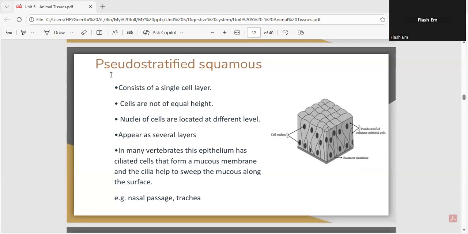In many vertebrates, this epithelium has ciliated cells that form a mucous membrane. So it has cilia, and this ciliated epithelium forms the mucous membrane. Cilia help to sweep the mucus. You know already that cilia are found in the nasal passage and also the trachea. In most of the respiratory tract pathways you can see this ciliated structure. So you can easily remember that, right?